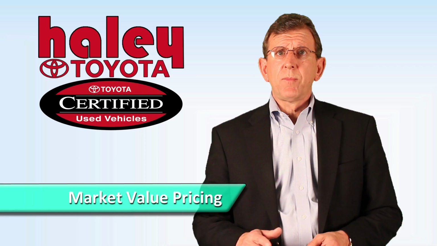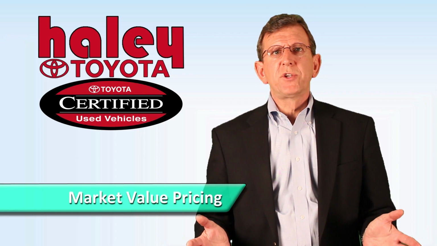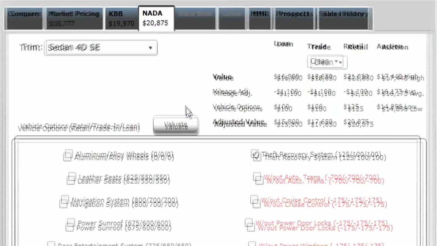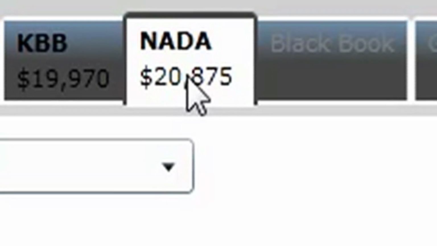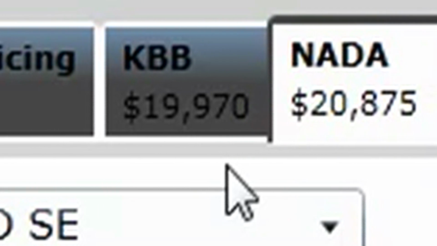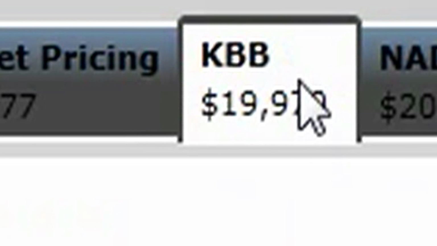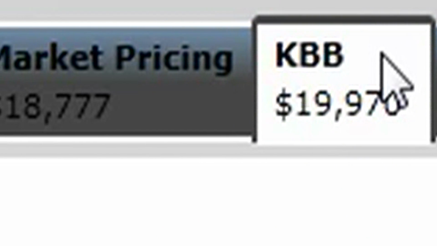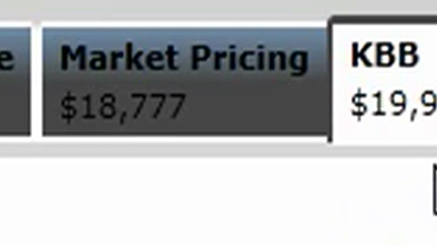I would like to take a moment to explain our market value pricing approach and how it works. Many dealers will buy a car at auction or on trade-in and then use their cost basis as a guide for what they should be asking for the car. They mark up the car accordingly, forcing you to negotiate to get a reasonable price.